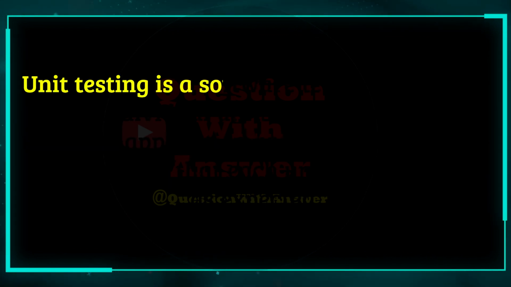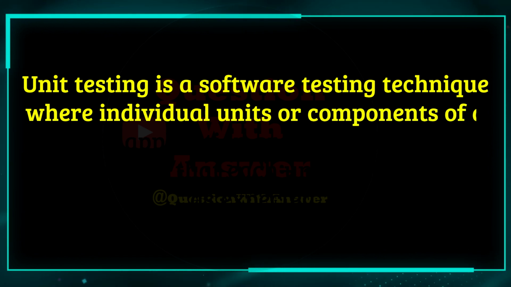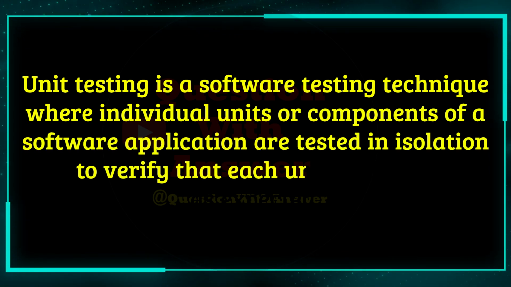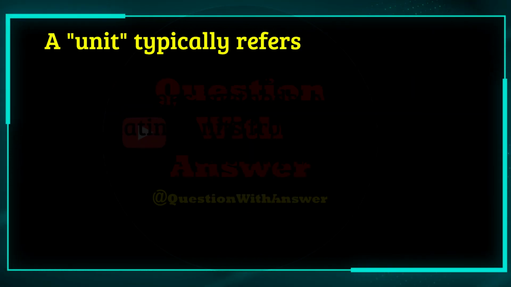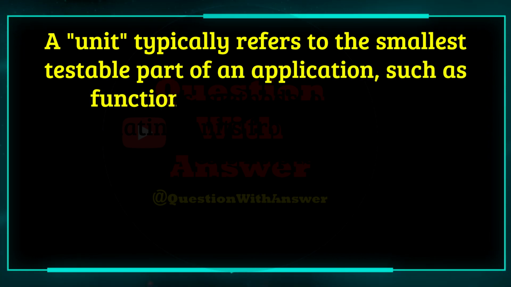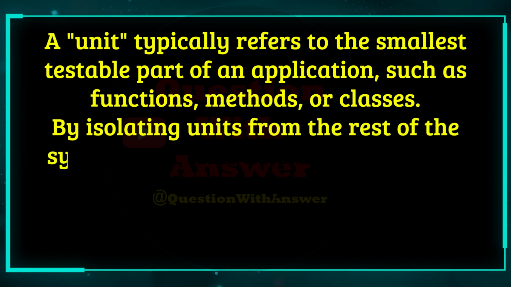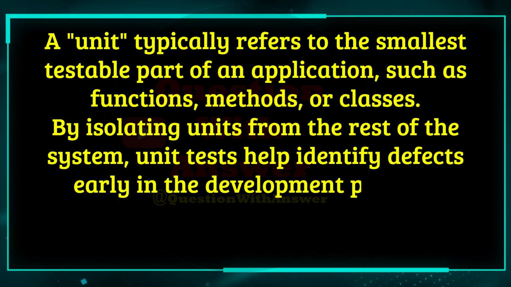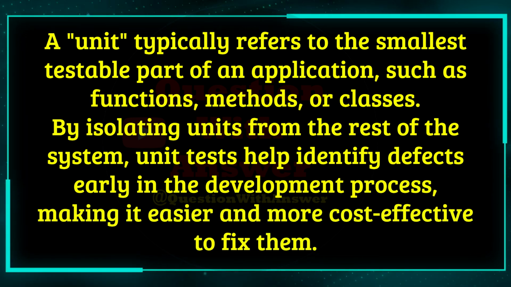Unit testing is a software testing technique where individual units or components of a software application are tested in isolation to verify that each unit performs as expected. A unit typically refers to the smallest testable part of an application, such as functions, methods, or classes. By isolating units from the rest of the system, unit tests help identify defects early in the development process, making it easier and more cost-effective to fix them.